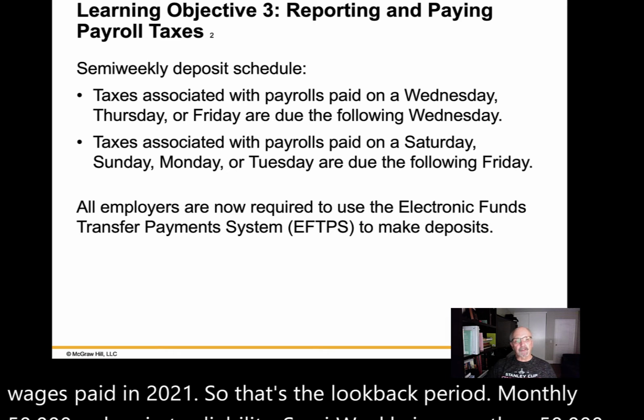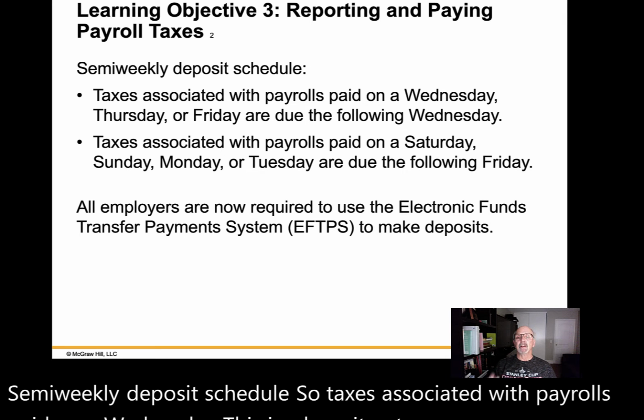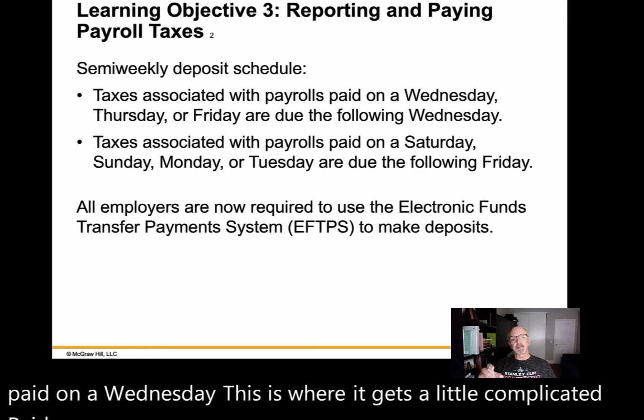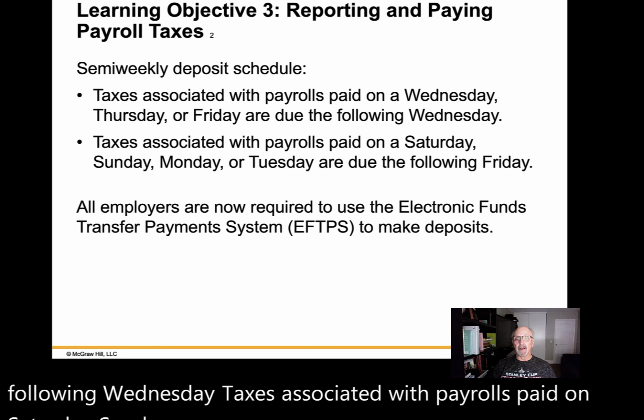Semi-weekly deposit schedule. So taxes associated with payrolls paid on a Wednesday. This is where it gets a little complicated. Paid on a Wednesday, Thursday, or Friday are due the following Wednesday. Taxes associated with payrolls paid on Saturday, Sunday, Monday, or Tuesday are due the following Friday.